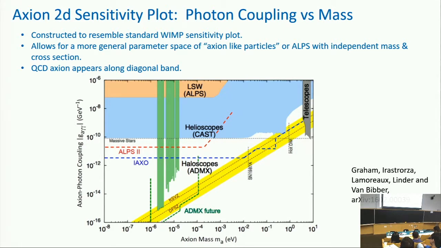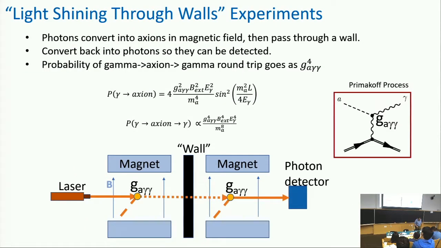There are classes of experiments here called light shining through walls and helioscopes that work by looking for axions from the sun. And the next part of my talk, I'm going to tell you about those. And then I'm going to tell you about the things called haloscopes, such as ADMX, which we're building to actually probe into the QCD band. First let's talk about light shining through walls.